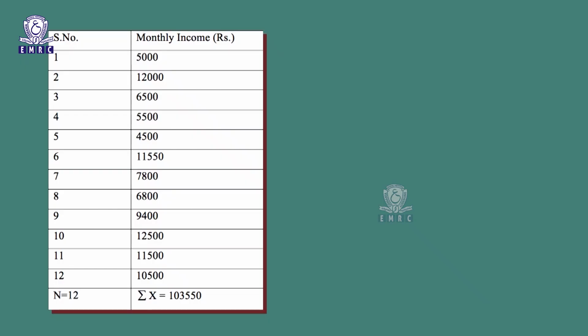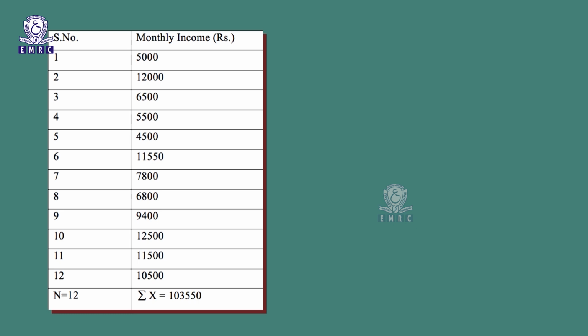Now, let us take one more problem so that we can understand how to calculate the arithmetic mean. Let us see the monthly income of 12 people. 5,000, one person is earning 12,000 per month, 6,500, 5,500, 4,500, 11,550, 7,800, 6,800, 9,400, 12,500, 11,500 and the last person's monthly income is 10,500.